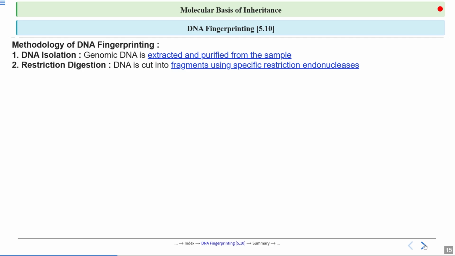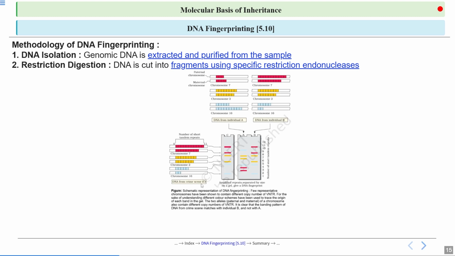So first we have isolated the DNA. Then we use restriction digestion. We use restriction endonucleases to cut the DNA into fragments. This is the whole schematic representation of DNA fingerprinting that has been given in NCERT, so that you guys will understand. I will make you understand at last when we have studied all the points.